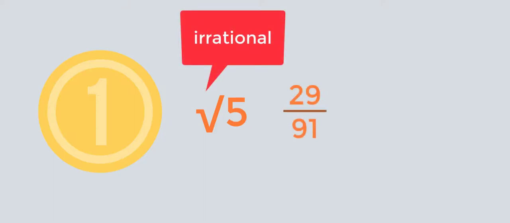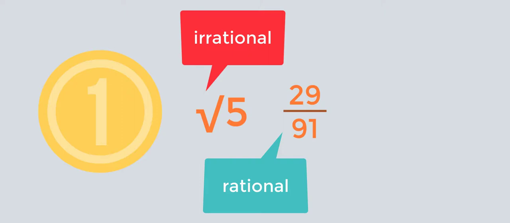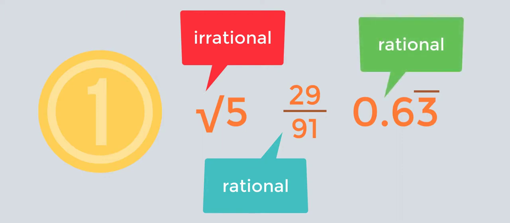29/91 is going to be a rational number because it's written as a fraction, and any number that can be written as a fraction of whole numbers is a rational number. And 0.63 repeating, anytime we have a repeating decimal, we're always able to write it as a fraction, so that's going to be a rational number as well. Now we'll start off with number 2.